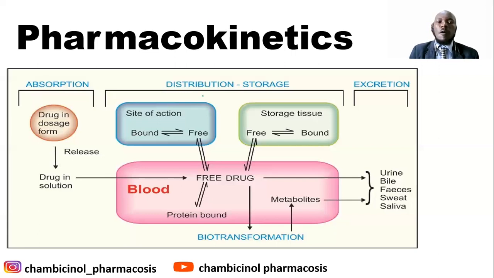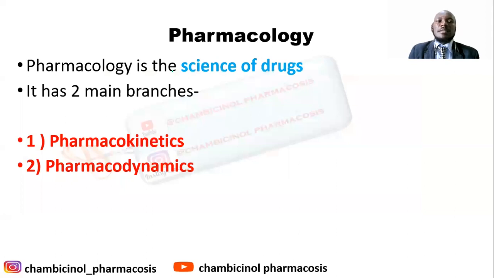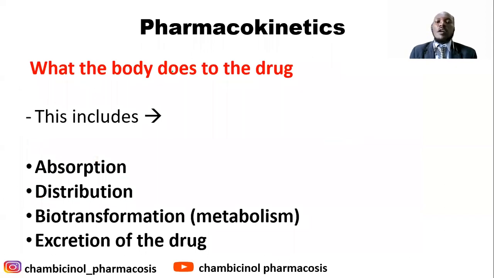across the biological membrane. So pharmacokinetics is a branch of pharmacology. Pharmacology is the study or the science of the drug. It has two main branches, which are pharmacokinetics and pharmacodynamics. For today, we are focusing on pharmacokinetics, which is what the body does to the drug, or it involves the quantitative study of the drug movement in, through, and out of the body.